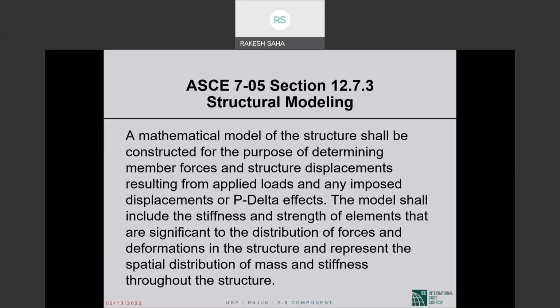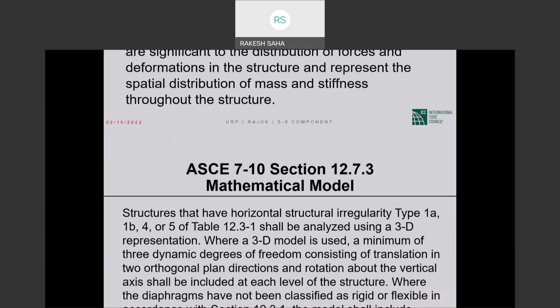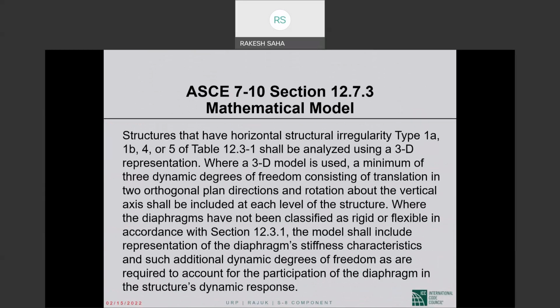It can be a non-structural element, you still have to model it, and represent the spatial distribution of mass and stiffness throughout the structure. So if you have a swimming pool at the top of your structure, you better have a big mass to represent the swimming pool. The spatial distribution of mass and stiffness must be represented in this mathematical model.